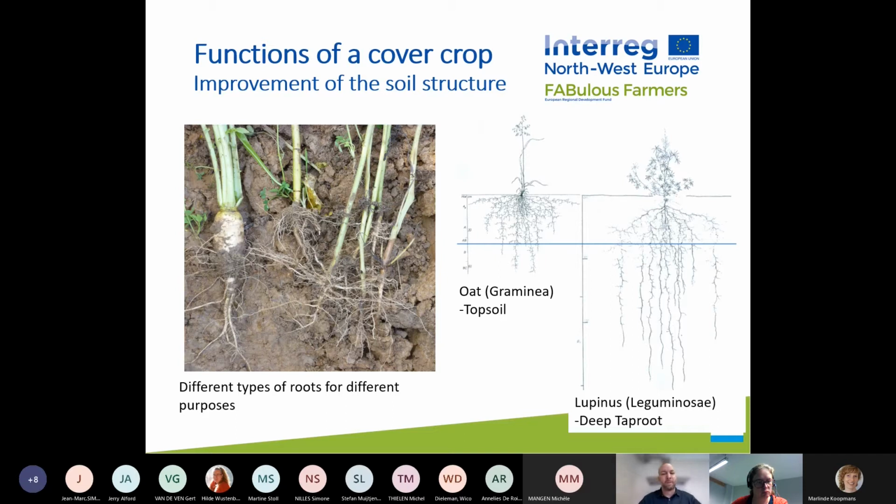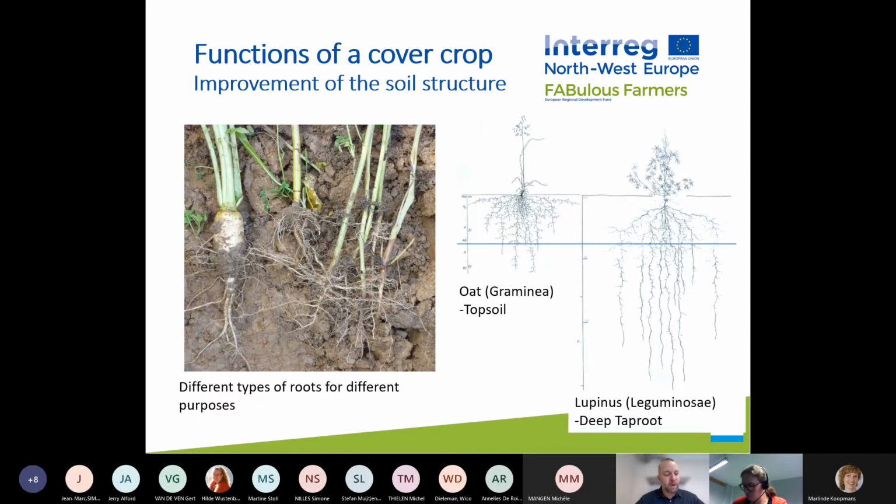Yes, that's also important. When we are talking about the cover crop, it's important to talk about the roots. We have different types of roots, like we are seeing here. We have more thick roots, we have thin roots. They are working on different depths of soil. And so we have different associations with these roots that are working with bacteria and so on.